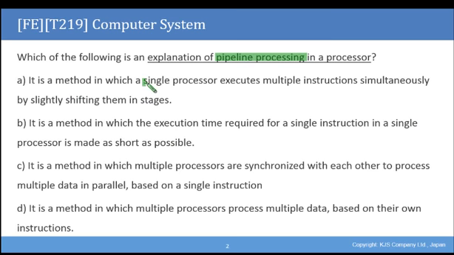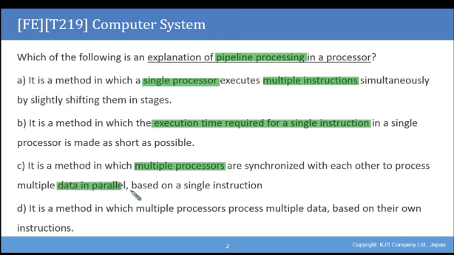A: It's a method in which a single processor executes multiple instructions simultaneously by slightly shifting them in stages. B: It's a method in which the execution time required for a single instruction in a single processor is made as short as possible. C: It's a method in which multiple processors are synchronized with each other to process multiple data in parallel, based on a single instruction. D: It is a method in which multiple processors process multiple data based on their own instructions.